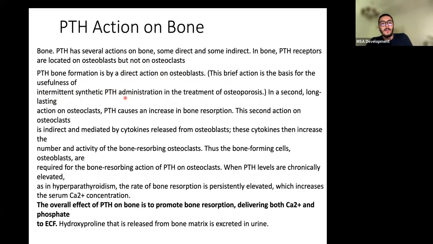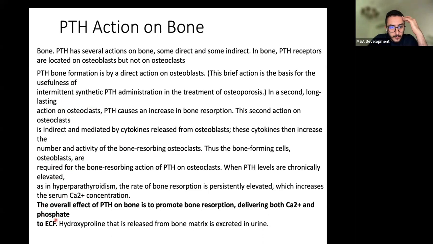Why? Because the first, small, short effect of PTH is on osteoblasts, which is bone building, not bone resorption. Okay. In the second, long-lasting action on osteoclasts, PTH causes an increase in bone resorption. The second action on osteoclasts is indirect and mediated by cytokines released from osteoblasts. These cytokines, you see, this is what I explained. Firstly, the PTH receptors are on osteoblasts. Once osteoblasts are activated, osteoclasts will then be activated, and the long-lasting effect will be on osteoclasts, not osteoblasts. So osteoblast activity is just brief activity.